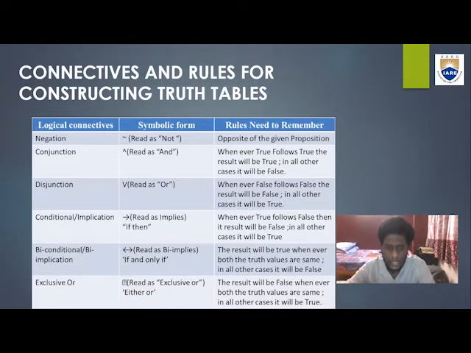Now coming to the last one, exclusive or, also known as either or. Here the result will be false whenever both the truth values are the same. In all other cases, it will be true, which means if both the values are true and true, the result will be false. Both the values false, the result will be false. When one value is true and the other value is false, the result will be true. This is all about connectives and the rules for constructing truth tables. These are also represented in symbolic form using arrow marks and other symbols.